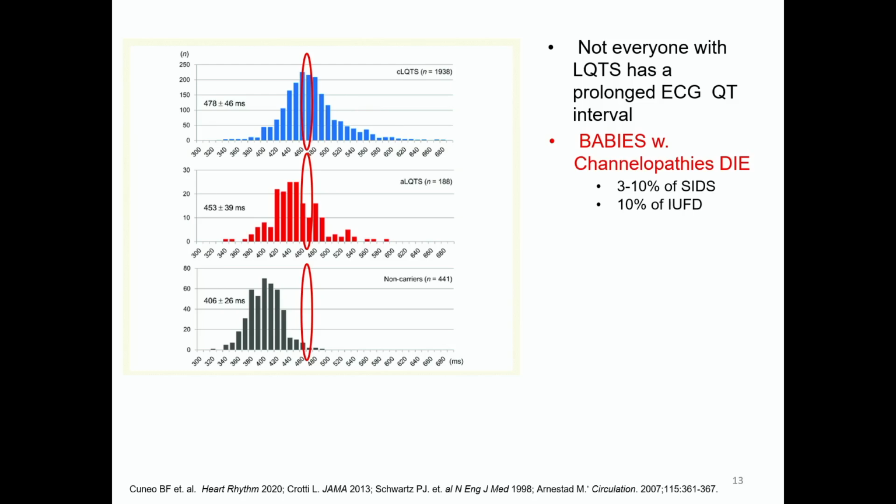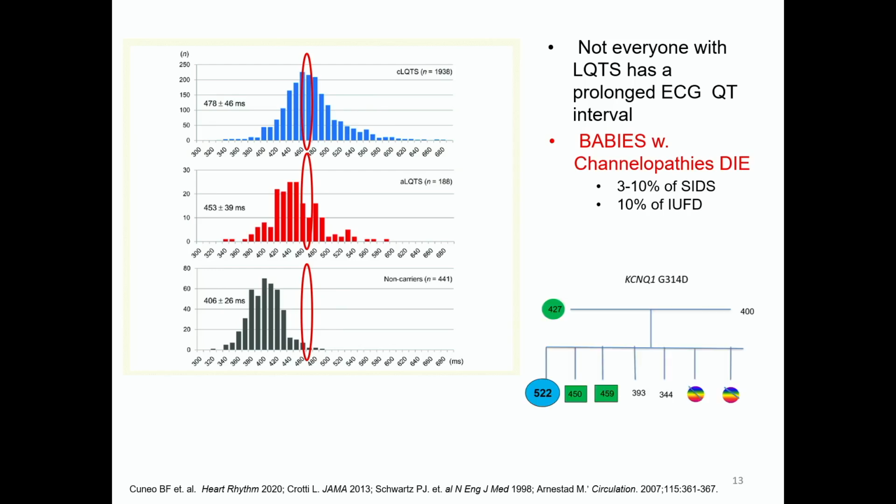We know that 3 to 10% of SIDS victims have long QT mutations, and 10% of those who die in utero without an apparent cause also harbor these pathogenic mutations. Finally, the fetus can be a proband. The fetus can be the harbinger of long QT syndrome in other family members. As in this case, this was the proband here, and when we went back and tested, we see the mother was the carrier with a QT interval of 427, normal EKG.